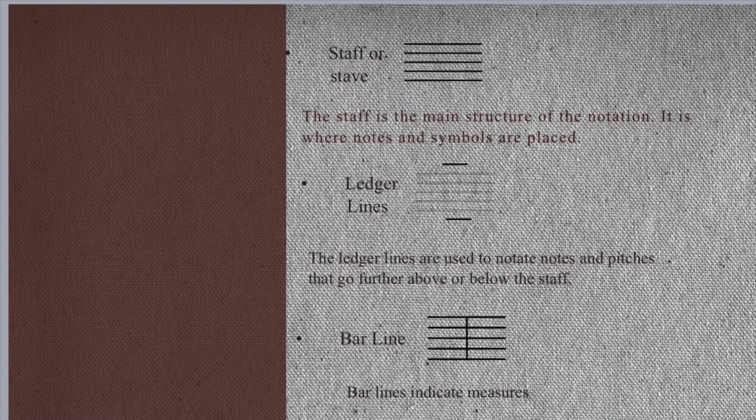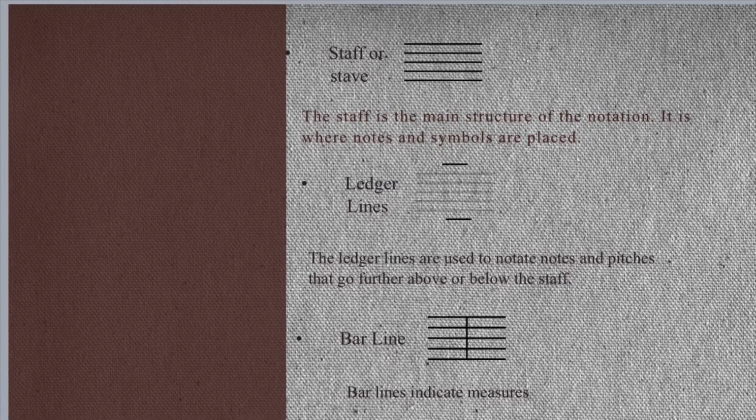So let's go to the lines. Staff or stave. The staff is the main structure of the notation. It is where notes and symbols are placed. The 5 staff lines that you can see and the 4 intervening spaces correspond to pitches of the diatonic scale, which pitch is meant by a given line or space is defined by the clef.